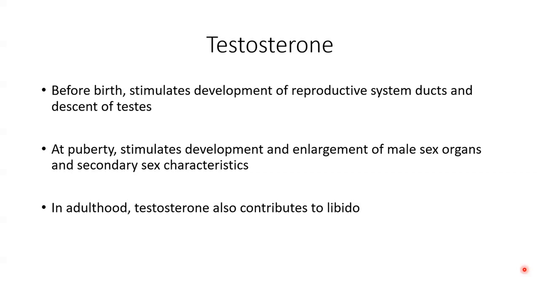Secondary sexual characteristics are traits which distinguish males from females physically, but they do not have a direct role in reproduction. So these include things like the muscular and skeletal growth that results after puberty, and we have the wide shoulders and narrow hips in males, the growth of facial hair and chest hair, thickening of the skin, increased secretion from oil glands, and the enlargement of the larynx or the Adam's apple, which consequently deepens the voice. In adulthood, or really any time after puberty, testosterone also contributes to male sexual behaviour and things like sex drive and libido.